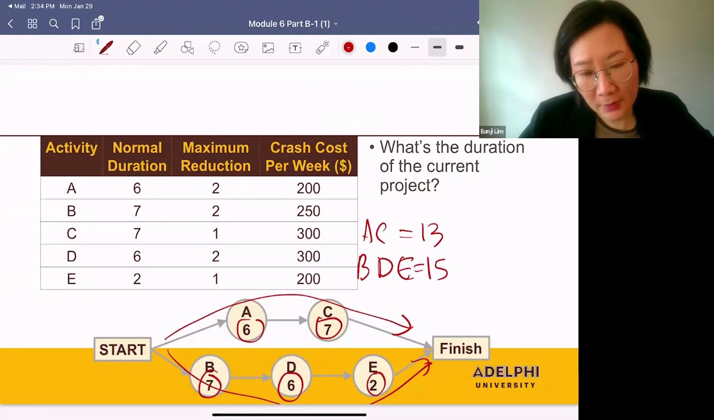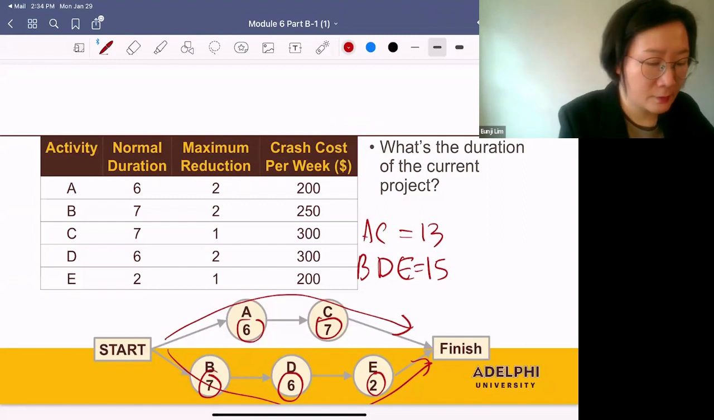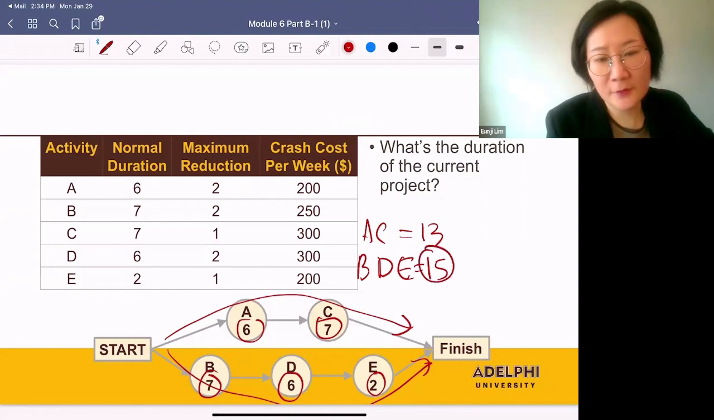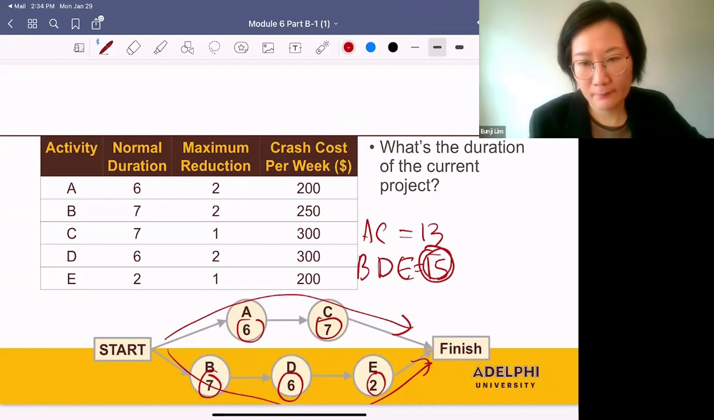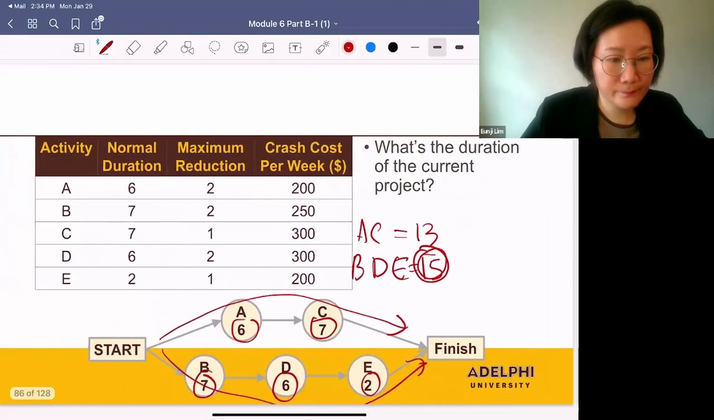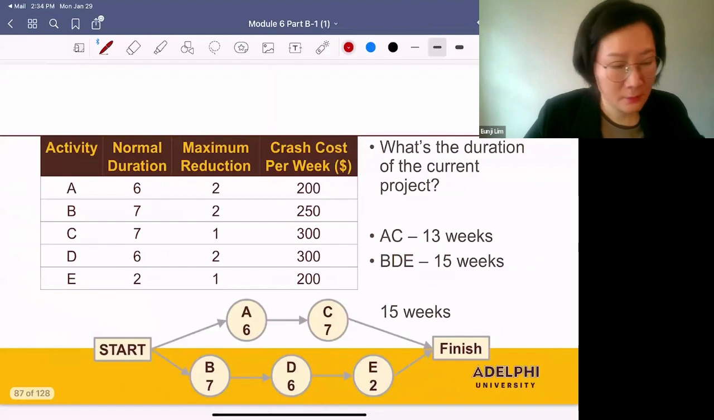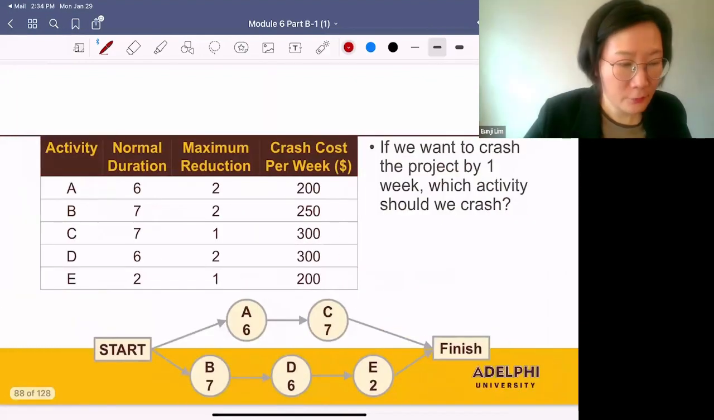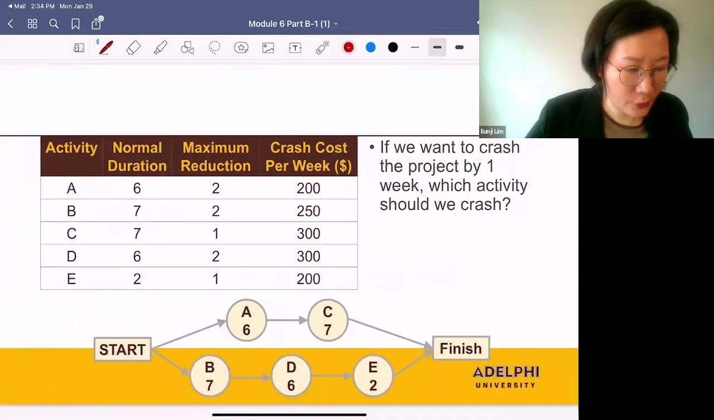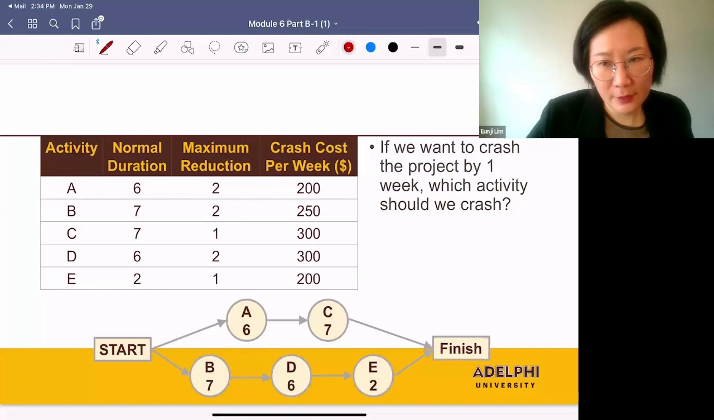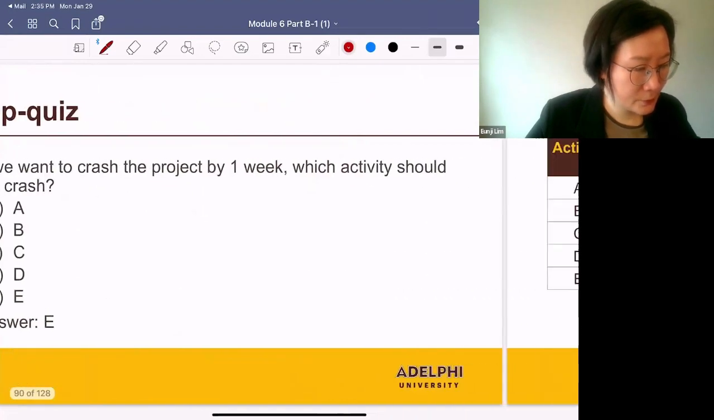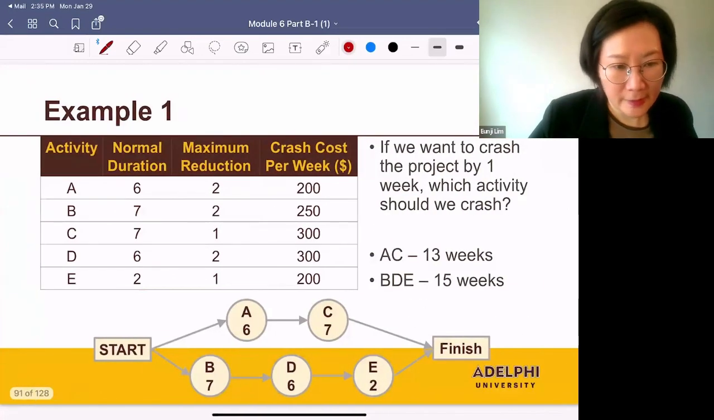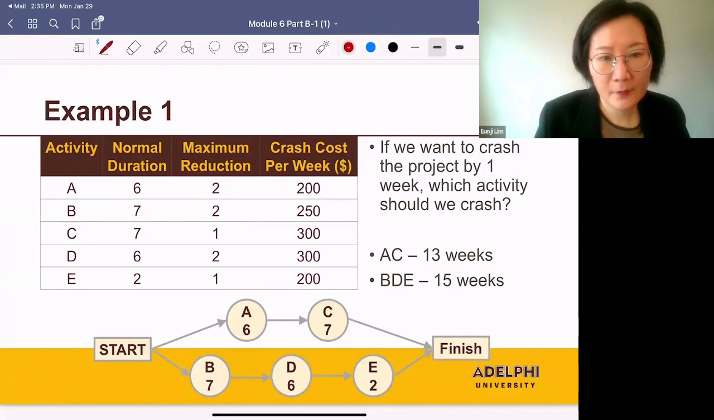Now, what's the project's completion time? Project's completion time is the length of the critical path, which is 15. Now, if you want to crash this project by 1 week, which activity would you crash? Your answer is E. Why?